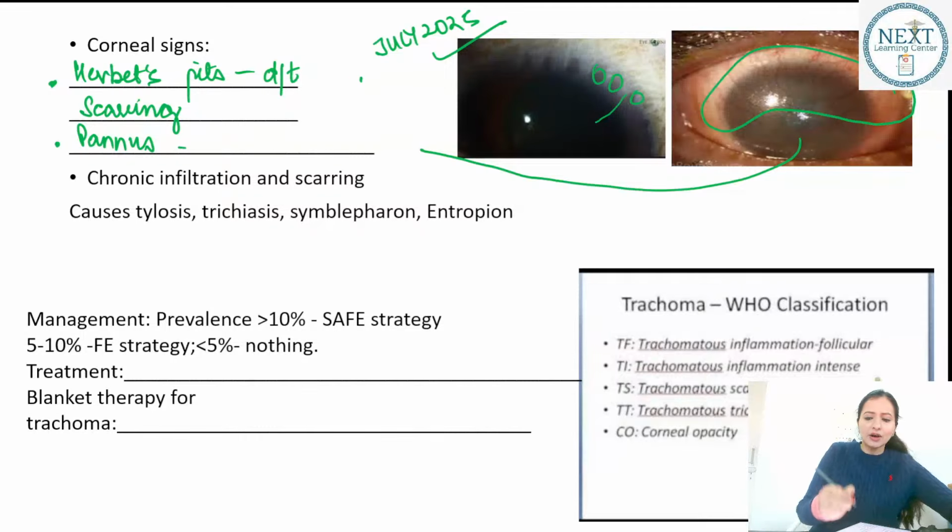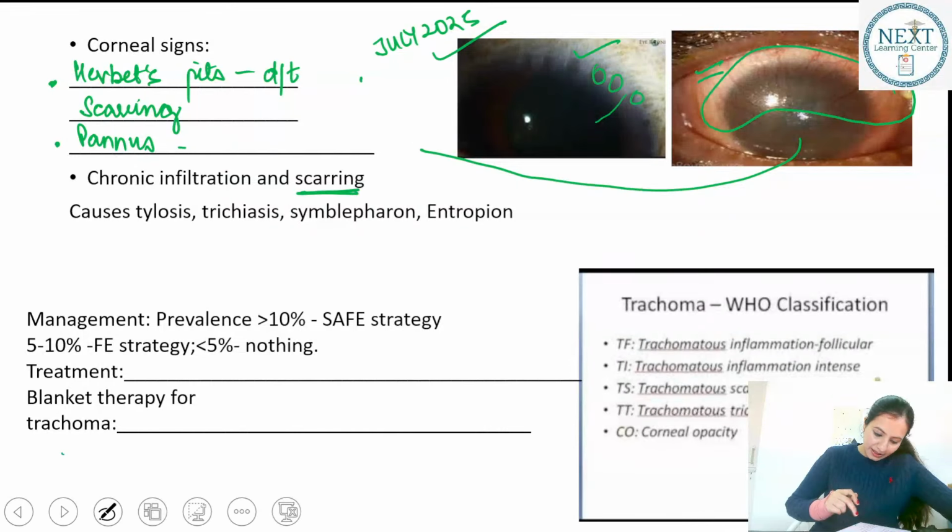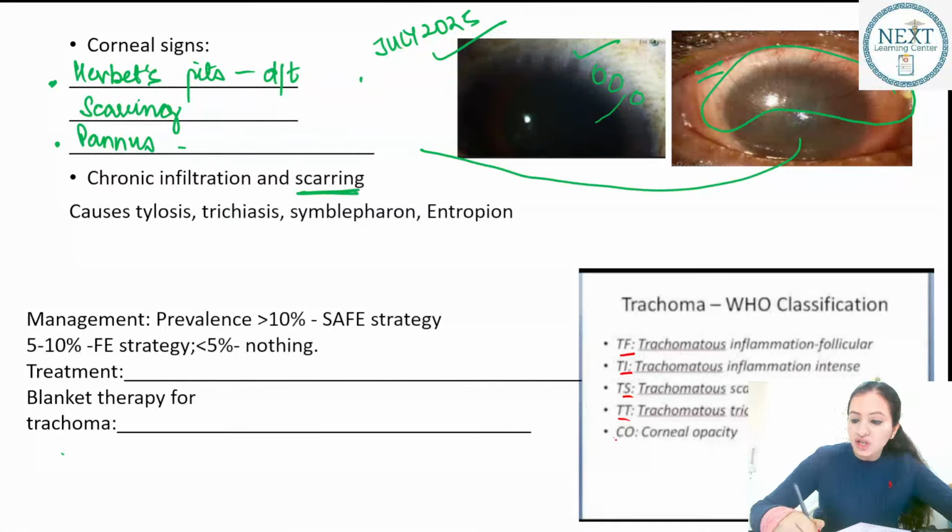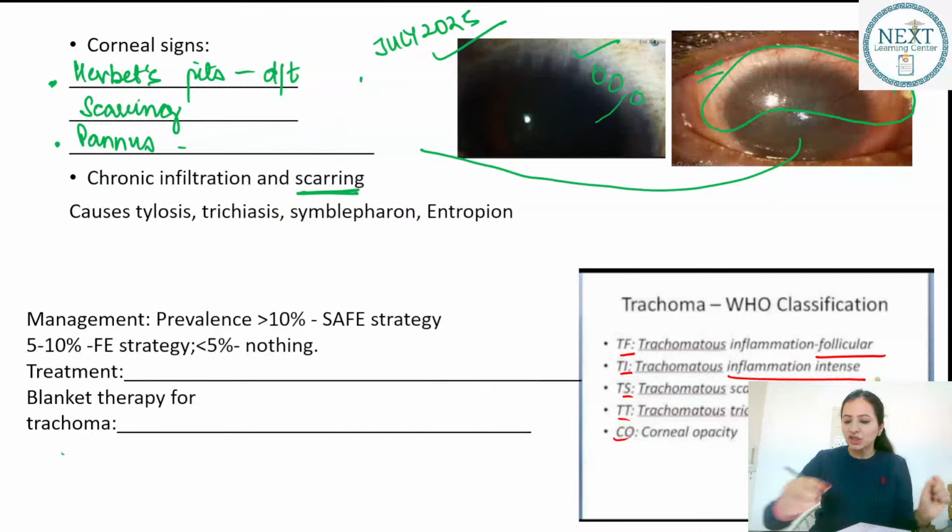So in cornea, either you can have Herbert's pits like this on the limbus, or you can have a pannus formation like this. Then chronic infiltration and scarring, I told you scarring is the key. It can lead to trichiasis, symblepharon and entropion. Then is FISTO classification for trachoma. F is follicular inflammation. I stands for intense inflammation, when you can't see the blood vessels, inflammation is so much. S is for scarring, T is for trichiasis, O is for corneal opacity.